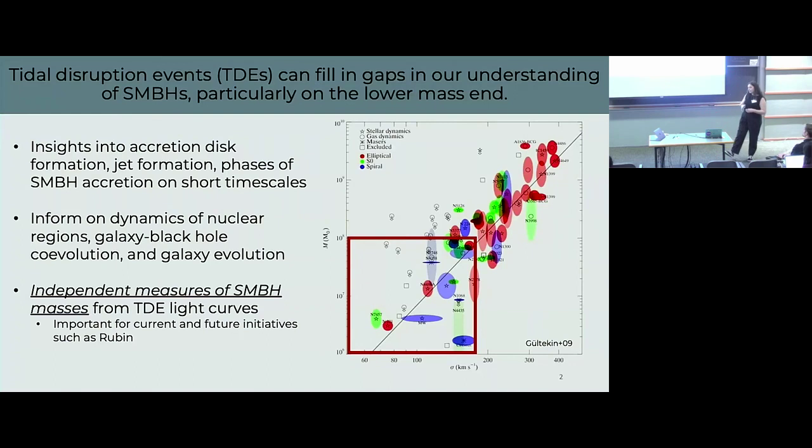Now, the cool thing about TDEs is they can potentially provide independent measures of supermassive black hole masses from their light curves. And this is going to be crucial for future initiatives like Rubin, which are going to be discovering probably thousands of TDEs. Now, TDEs are preferentially going to happen around lower mass supermassive black holes, and so they're really great ways to probe this lower mass supermassive black hole population, which is more sparsely populated in relations such as M-sigma here.